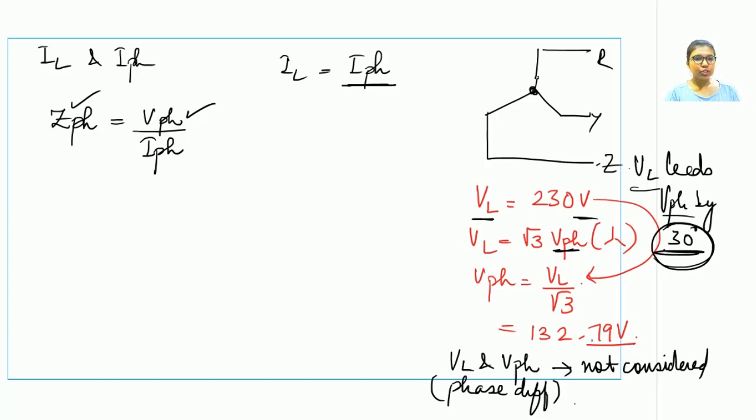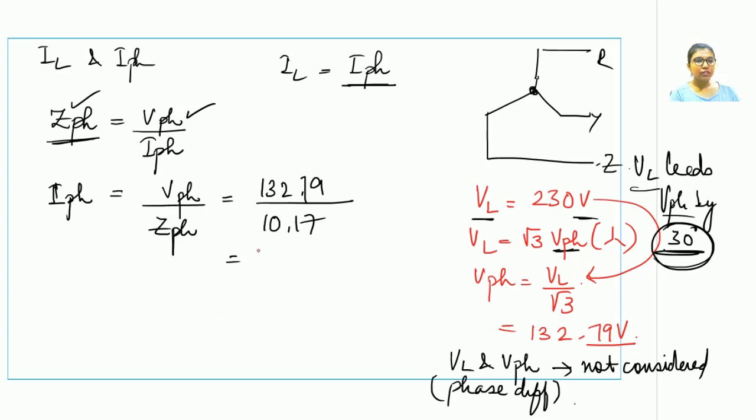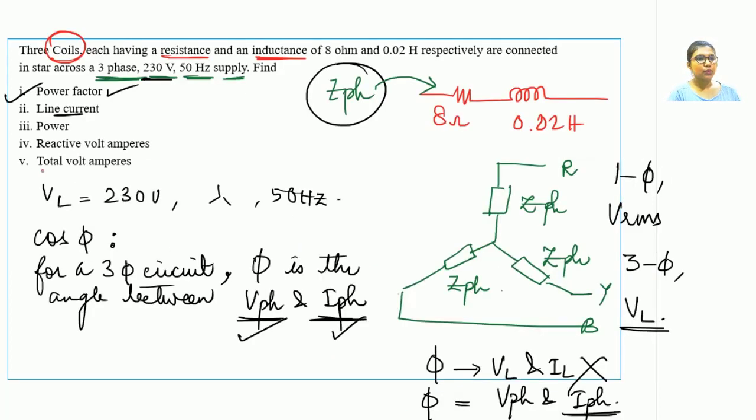So now let us move on to the numerical part. V phase is given out to be 132.79. So over here we'll only be considering the magnitude parts. No angles are to be considered. Angle will be considered only while computing the Z phase. We are not computing the Z phase over here. The value of the Z phase has already been computed, and the value of the angle is also known to us. So what is I phase? I phase is V phase upon Z phase. Upon substituting the values, the I phase comes out to be 13.05 amps. So with this we have solved the second bit as well.